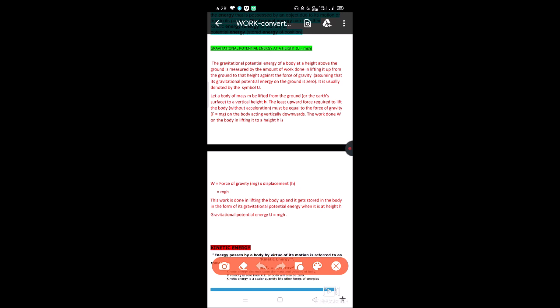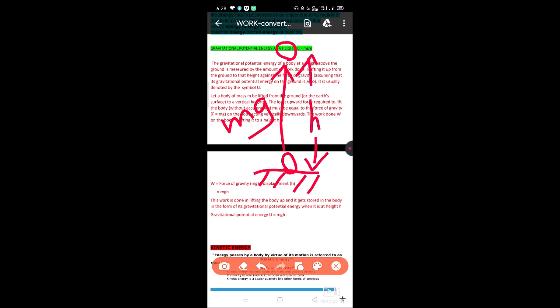Now consider an object which is placed on the surface of the earth, and we are applying a force which is equivalent to the weight of the object, that is mg. Due to that force we are lifting that object to a height h. So now the position of the object is height h from the ground level. From this you can calculate the work done.